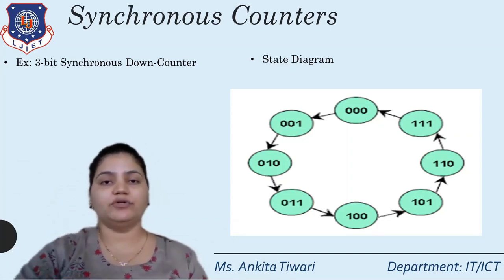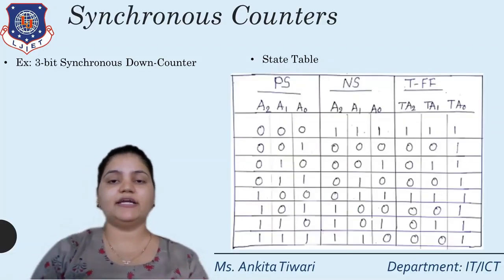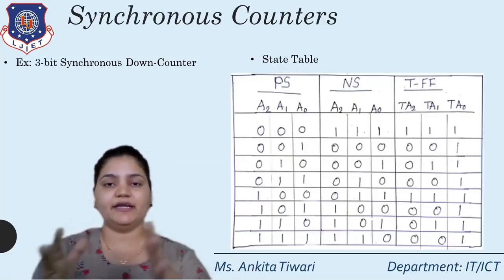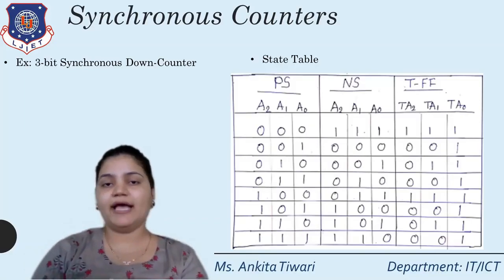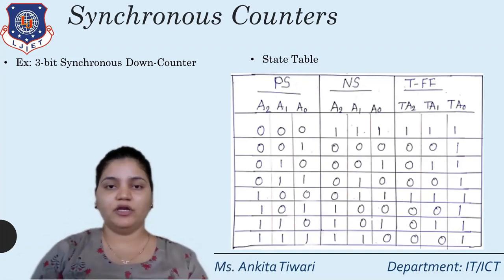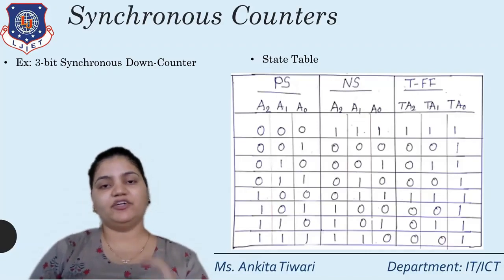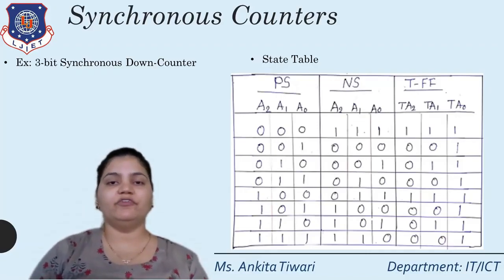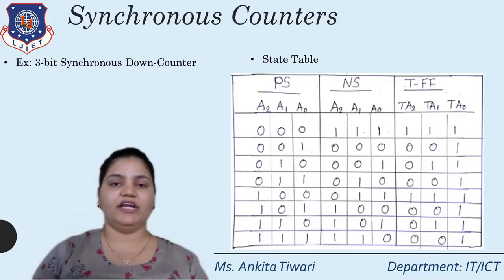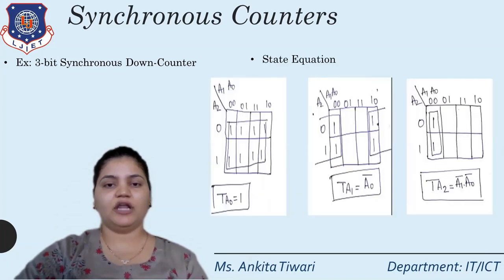With respect to the down counter, we'll be seeing the state diagram and the state table. The state table is represented by present state, next state, and the T flip-flop. As we know, here I have taken an example of the T flip-flop. In the up counter, we took the example of the JK flip-flop. Now T is a single bit, single value. So with respect to the 3 bits A0, A1, A2, we will get 3 excitation table values, that is TA0, TA1, and TA2. The same thing, the excitation table itself.